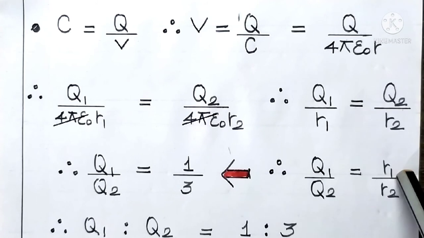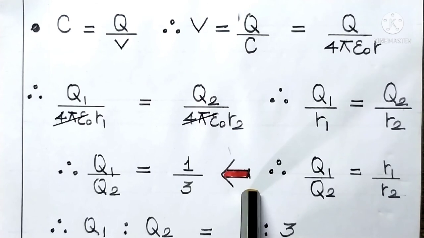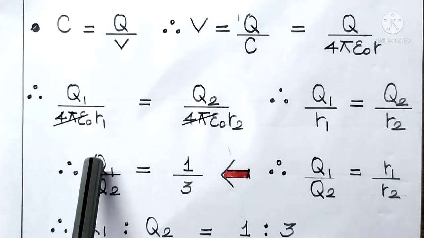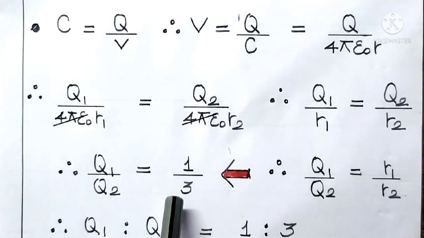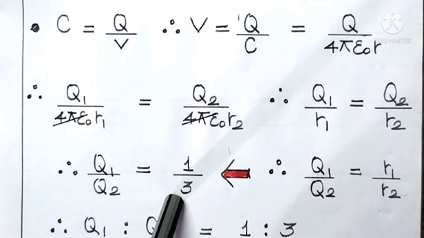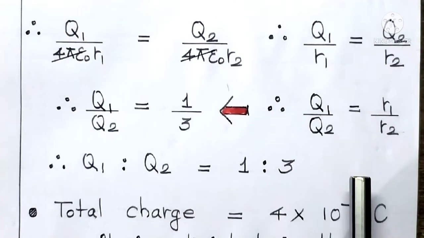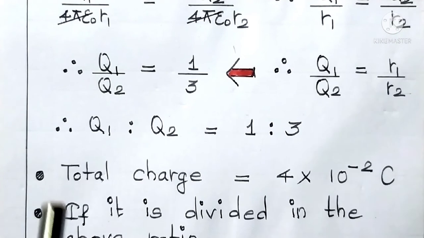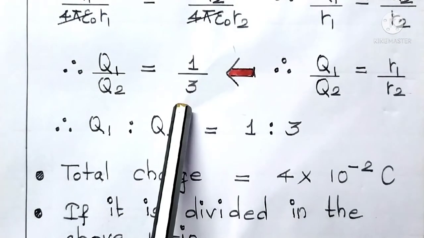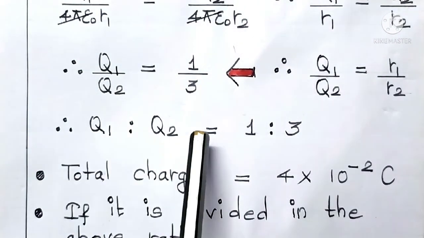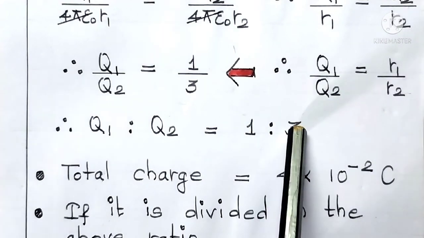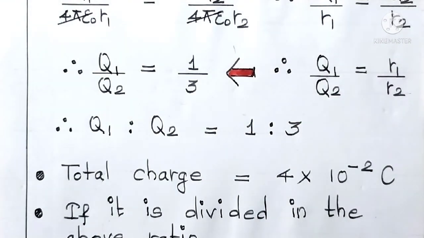What is the radius R1? 1 centimeter. What is the radius R2? 3 centimeter. So, in the next step, therefore, Q1 by Q2 is equal to 1 by 3. That's what we have written. So Q1 by Q2 is equal to 1 by 3. Therefore, Q1 is to Q2 is equal to 1 is to 3. In the ratio form, it is written. Now, what is the total charge? We have calculated already, 4 into 10 to the power of minus 2 coulomb.